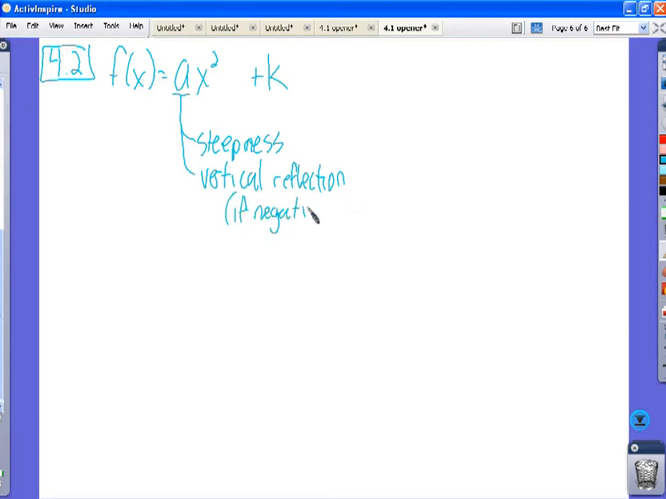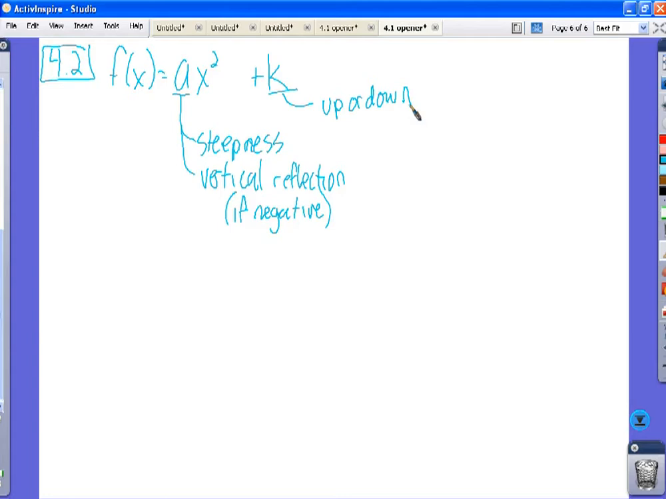If it's negative, but it's in control of the vertical reflection or the steepness. And the steepness both. This one up or down.